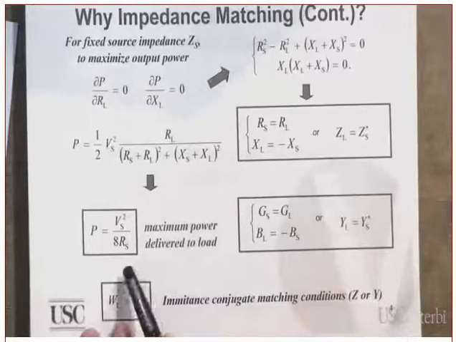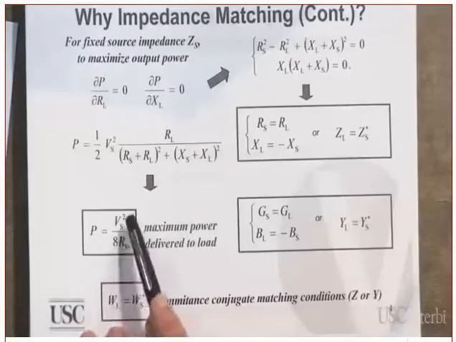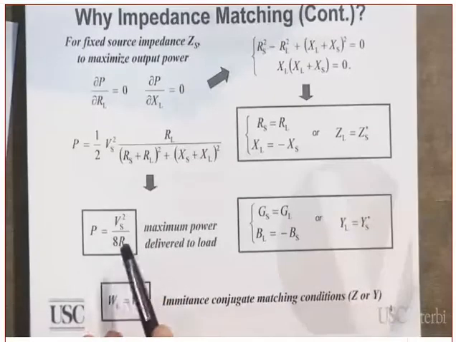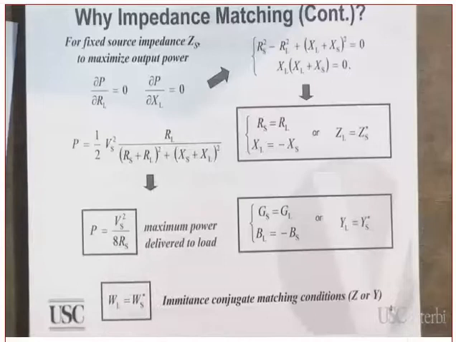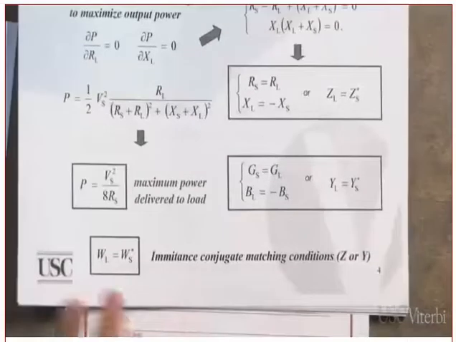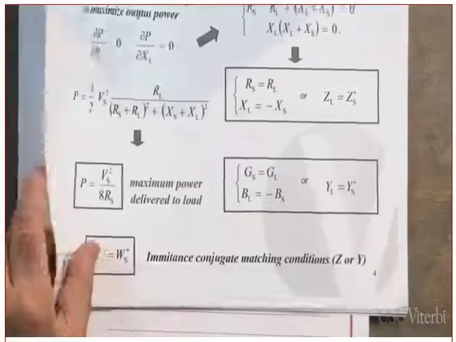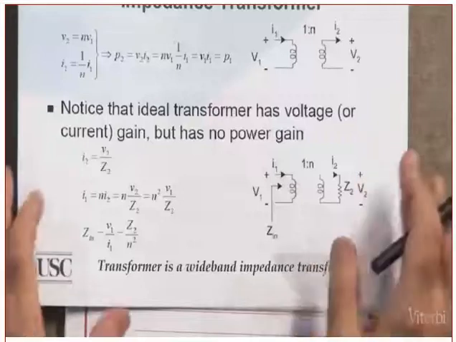And for this case, we found that the power is equal to Vs squared over 8Rs. This is the maximum power transfer. Maximum power that you can deliver to the load from a given source. Clear? Okay. We went through the transformation techniques.